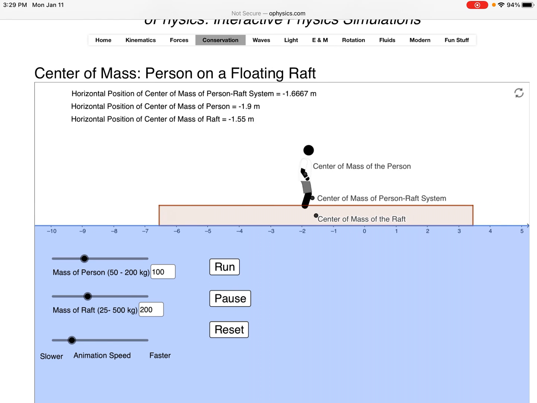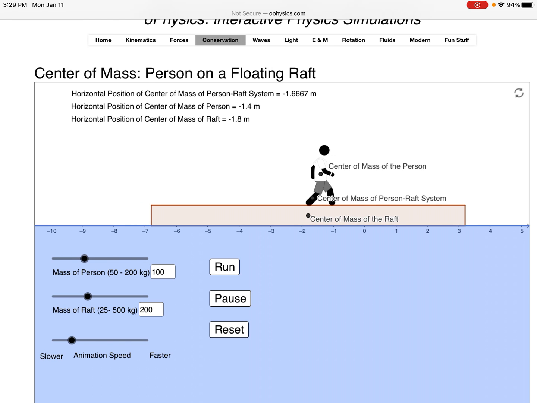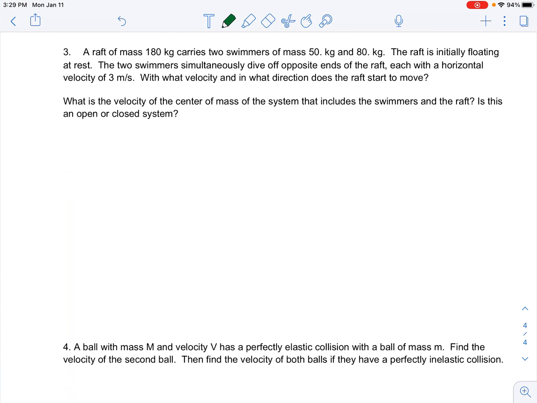The center of mass of the system stays in the same place as they walk because there's no external force on this. I wish I could put a second person on here. In the scenario that we're looking at, we actually would have 2 people on the raft, and they're jumping off in opposite directions. So let me try to sketch this.